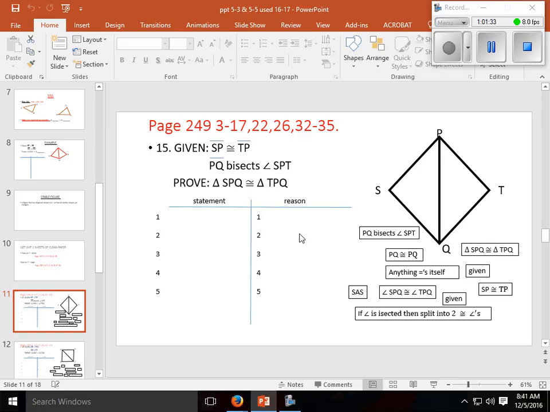Then we say that segment PQ bisects angle SPT. What's it mean if that bisects that angle? It splits it into two congruent angles. So what two angles do we know are congruent here? Angle SPQ, that's this angle. You gotta make sure you can name it with three letters, right? SPQ, and it's congruent to what?